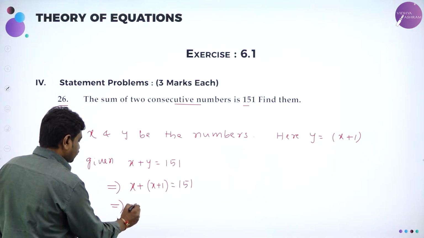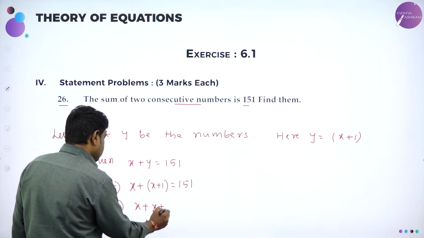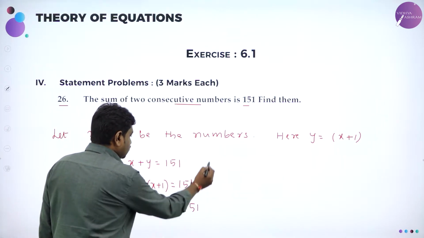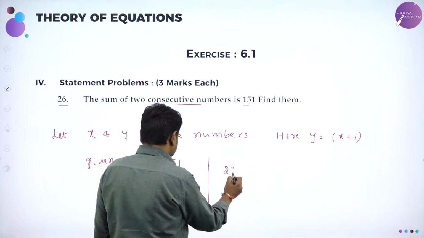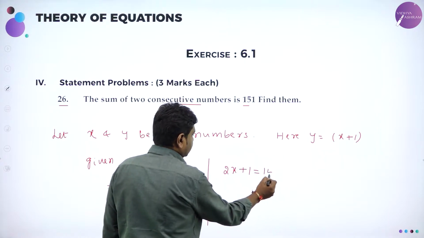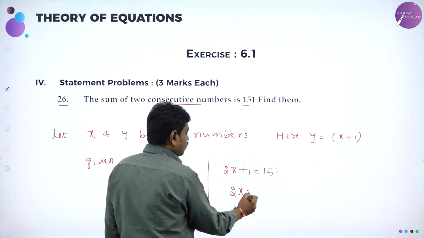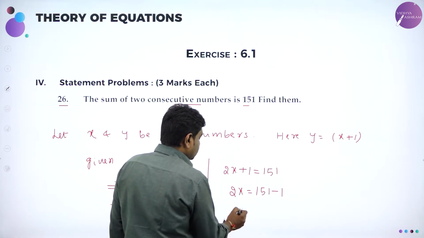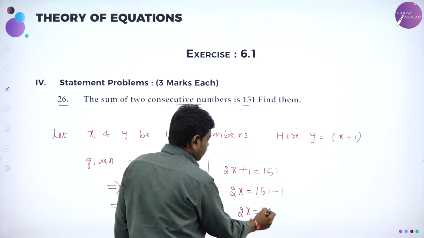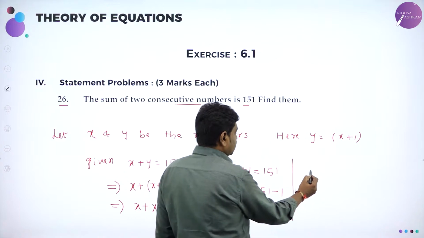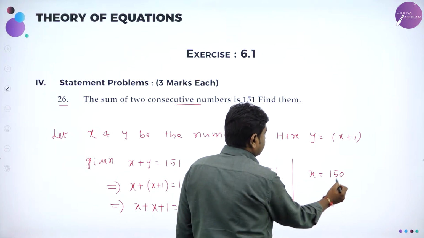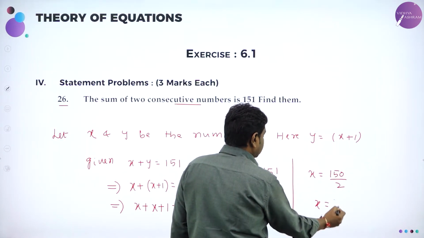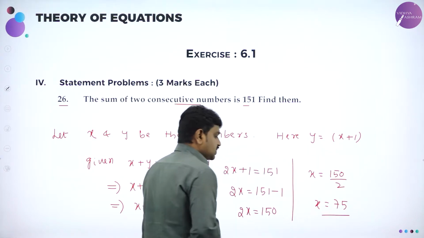So that is X plus X plus 1 is equal to 151. Now further if you simplify, X plus X is 2X, 2X plus 1 is 151. That is 2X is what? 151 minus 1. That is 2X is equal to what? 150. Further if you simplify, X is equal to 150 by 2. So X is equal to what? 75. One of the numbers is 75.